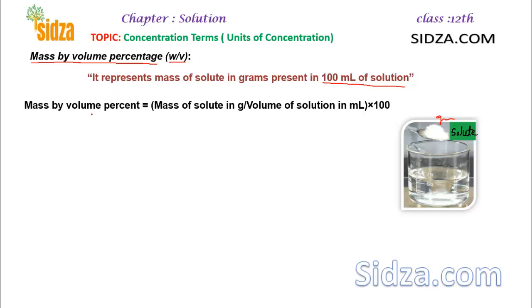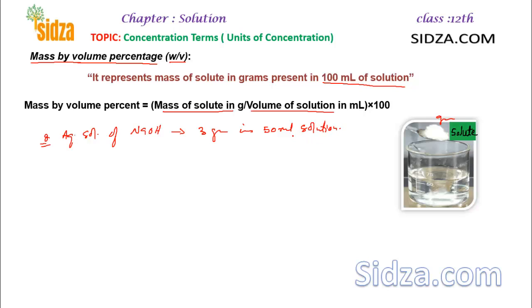And how do we calculate it? We calculate it by taking the mass of the solute here divided by the volume of solution. Remember, this is not the volume of solvent, this is the volume of solution, total solution. That means the volume of solute plus solvent, correct? Say for example, we have an aqueous solution of sodium hydroxide which contains 3 grams of solute in 50 ml of solution.